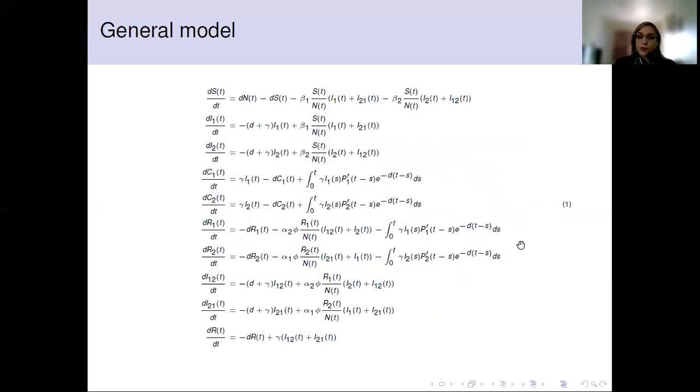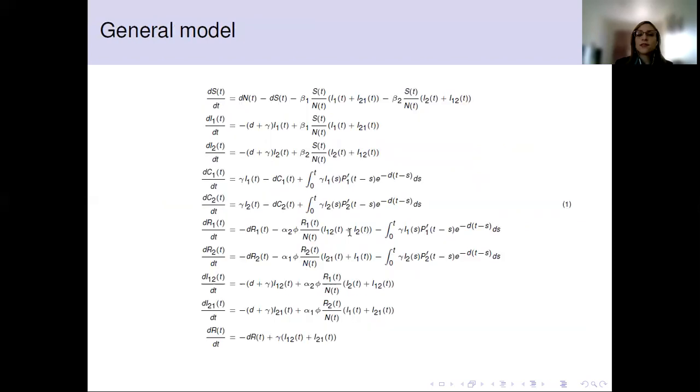Here is the model for 2 serotypes. Here you can see that these terms describe the general period for being in the cross-immunity class. So after he's infected by one serotype, he moves to the cross-immunity class, and this term describes the time spent in the cross-immunity class. And then he recovers and becomes susceptible again.